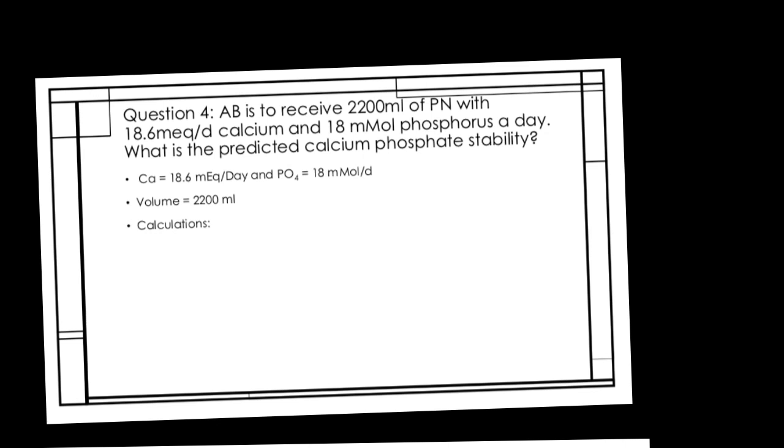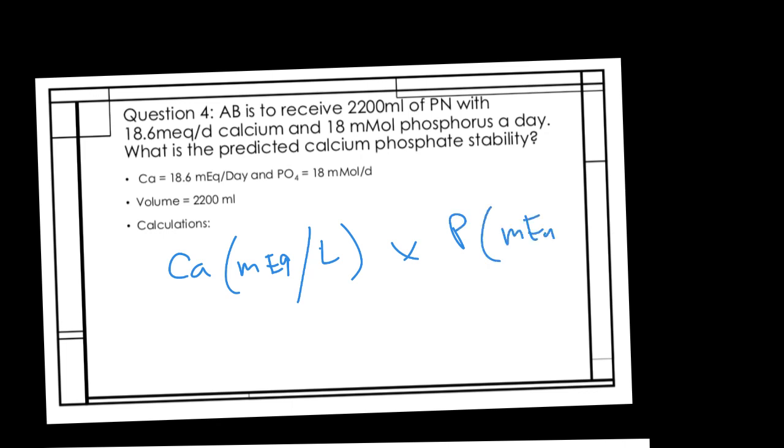Let's see. So you're going to do this in milliequivalents. So you want to calculate the product of calcium in milliequivalents per liter times the phosphorus in milliequivalents per liter. So your calcium is 18.6 divided by 2.2 liters.